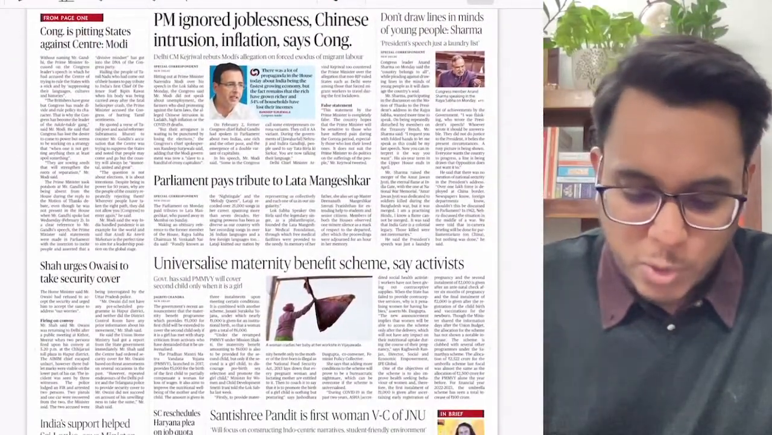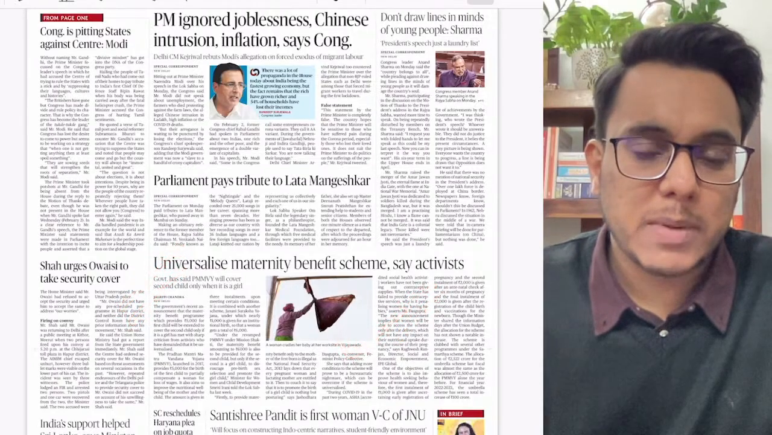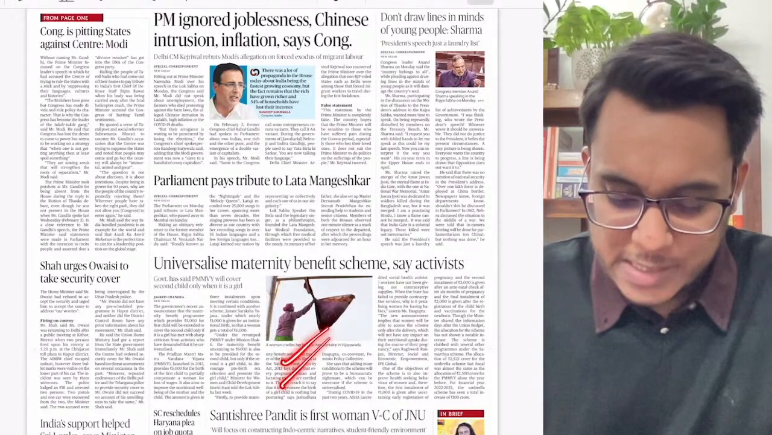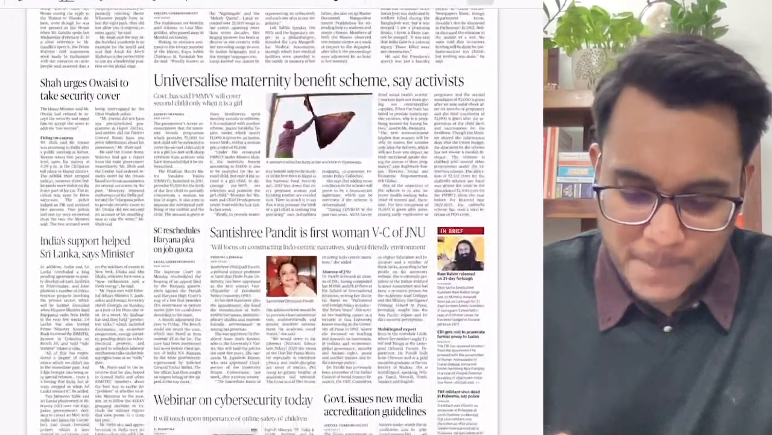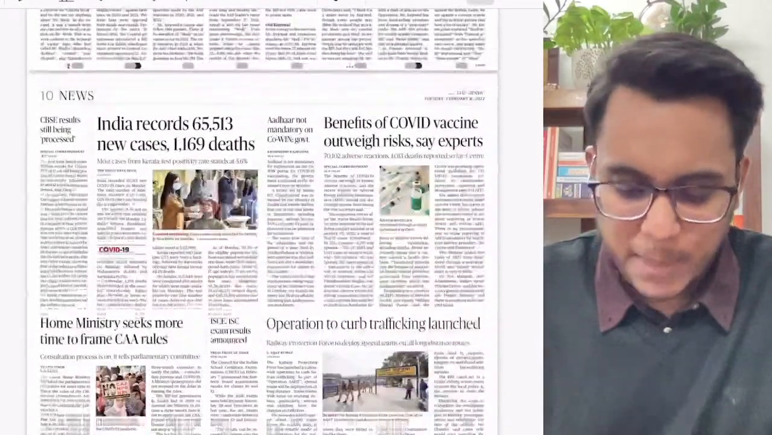Then further moving on, universalize maternity benefit, says activist. So this is a very good article with respect to the critical evaluation of the Pradhan Mantri Matru Vandana Yojana. We'll see this particular article. Okay. Then after that, further moving on, assembly polls, nothing is there into this particular entire page, leave it.